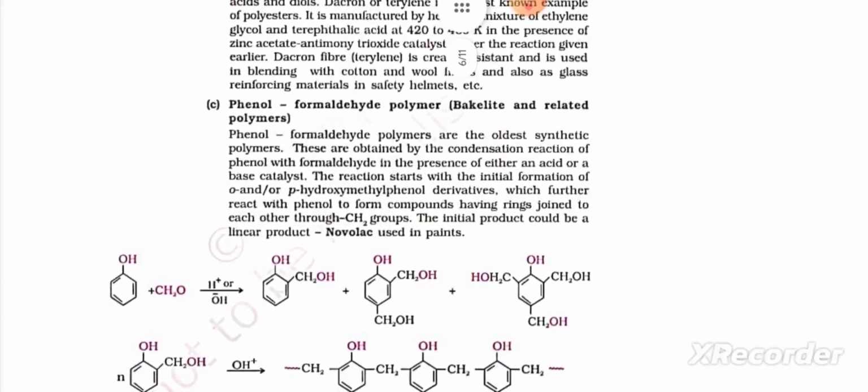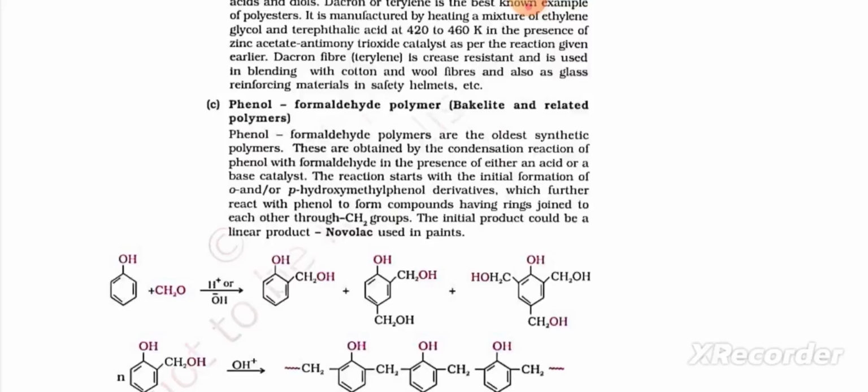Third is phenol formaldehyde polymer, that is bakelite and related polymers. Phenol formaldehyde polymers are the oldest synthetic polymers. These are obtained by condensation reaction of phenol with formaldehyde in the presence of either an acid or a base catalyst. The reaction starts with the initial formation of ortho and para-hydroxymethylphenol derivatives, which further react with phenol to form a compound having rings joined to each other through CH2 groups.